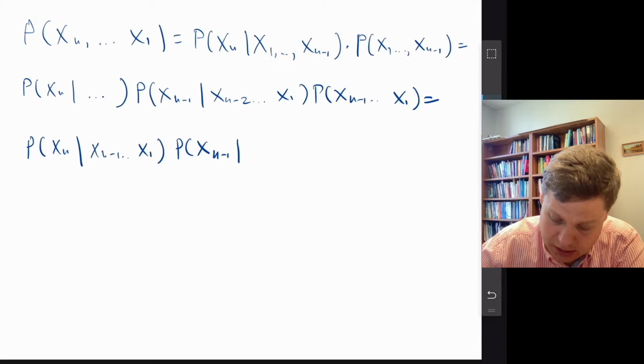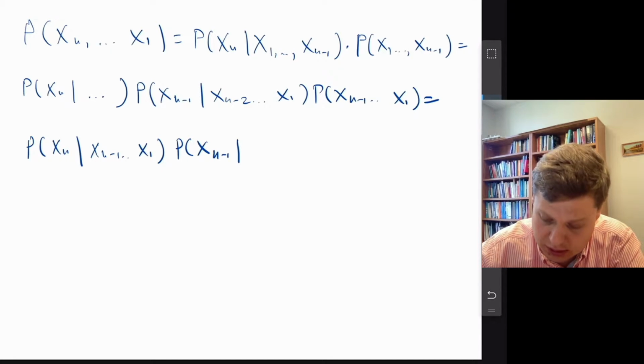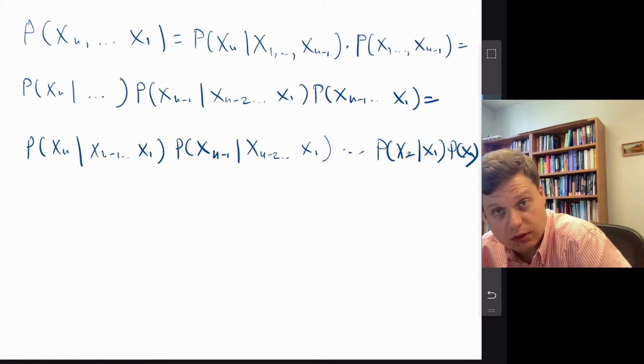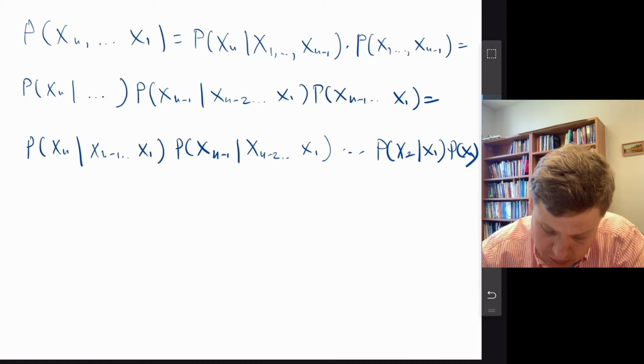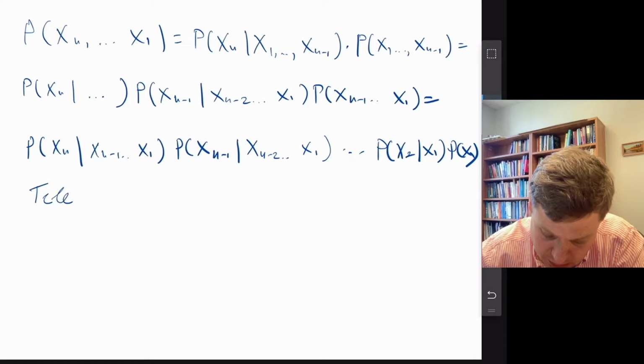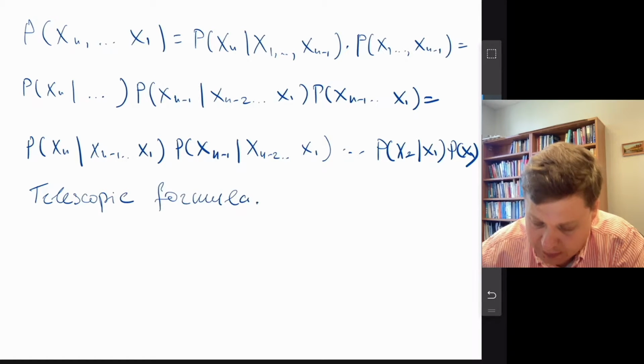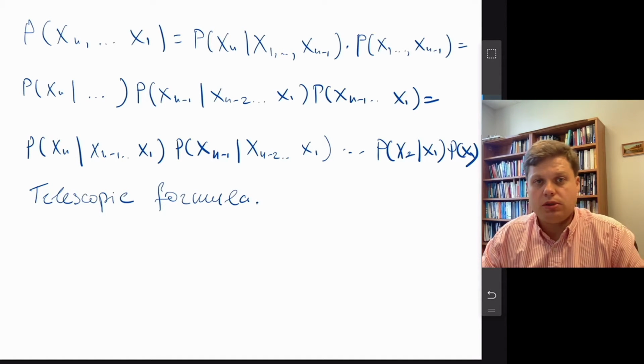Then you get xn minus 1 conditional on anything before it, so xn minus 2 all the way to x1, and at the end you'll have x2 conditional on x1 times the marginal over x1. So that's the telescopic rule, or telescopic formula, that allows you to write down the joint distribution.